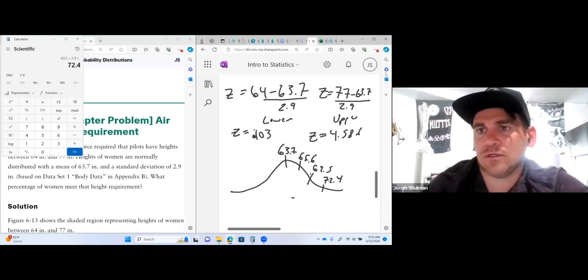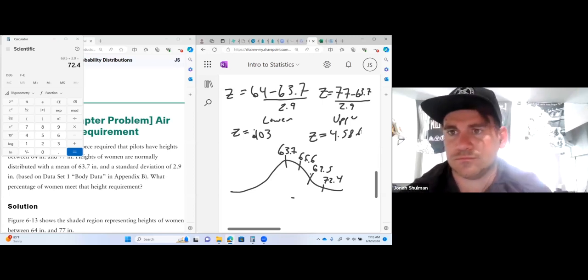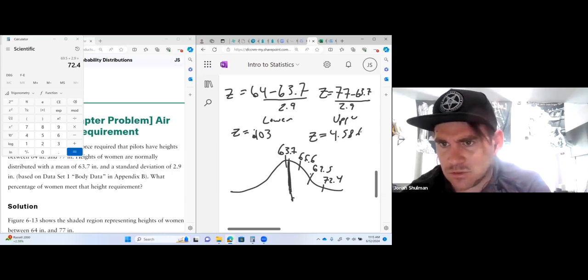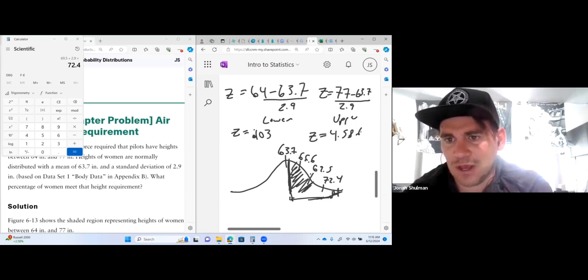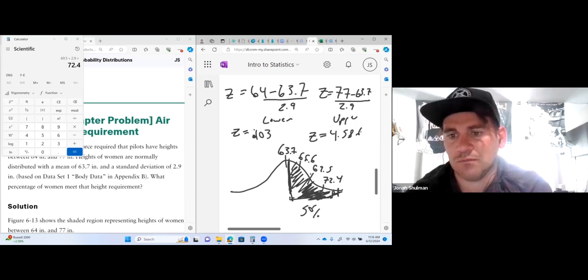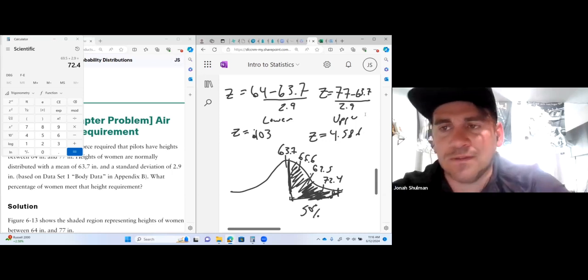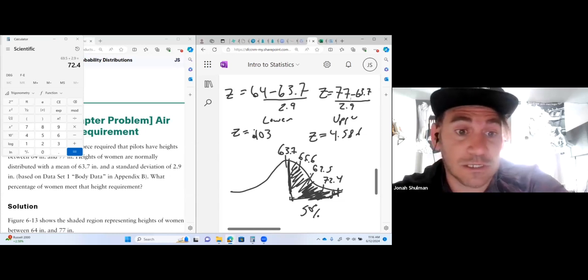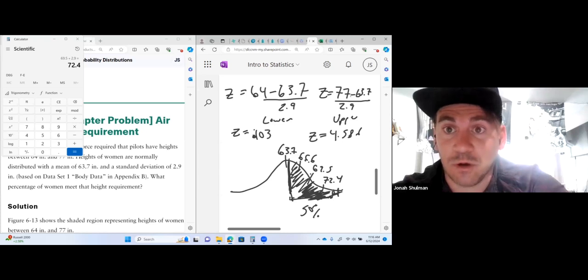Now, for ours, we basically want from right here, almost the middle, to the end. 77 is all the way over here. So this is going to be just about half. This should be about 50% of the scores when we're done. This is how we can visualize it. However, we have to figure out exactly what percentage of people that they want.